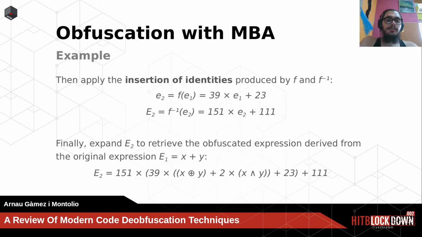Then we can use the insertion of identities produced by those functions we have just defined. First, we apply f to the expression obtained from the rewriting rule, and then we apply f inverse to the expression obtained before. So we get the final expression, which is this one that we see here, expanded. As you can see, it is far more complicated than the original one, which was only x plus y. So we have essentially obfuscated our expression.